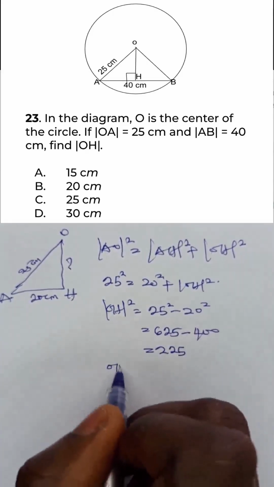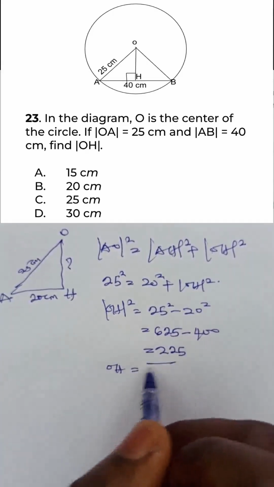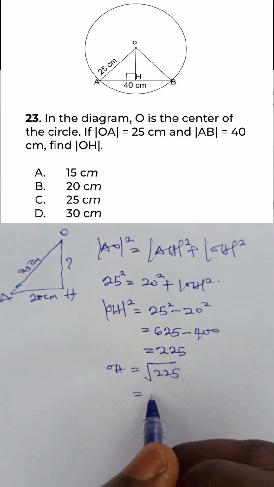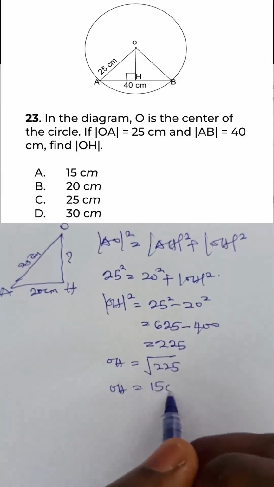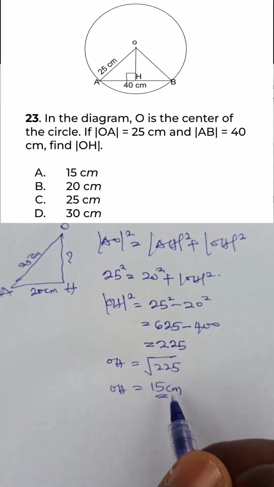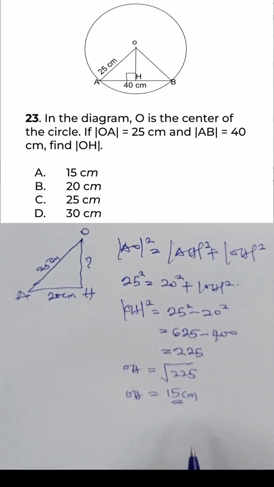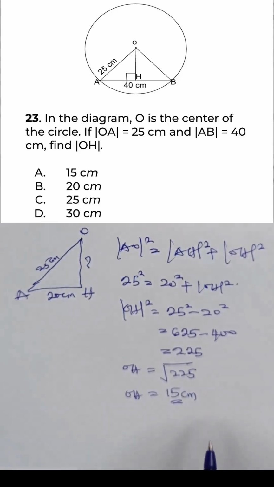And for you to get OH, you're going to take the square root of both sides. The square root of 225 is 15, which means line OH is equal to 15 centimeters. That is your final answer. For question number 23, the final answer is option A, which is 15 centimeters. Let's move to question number 24.